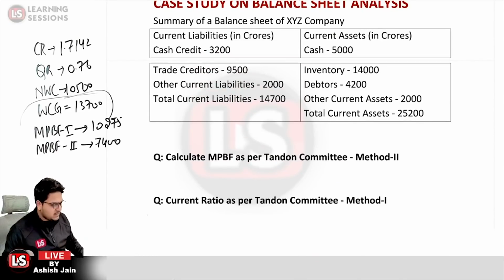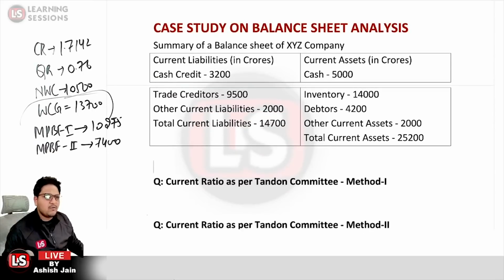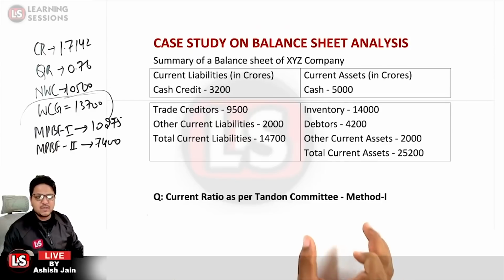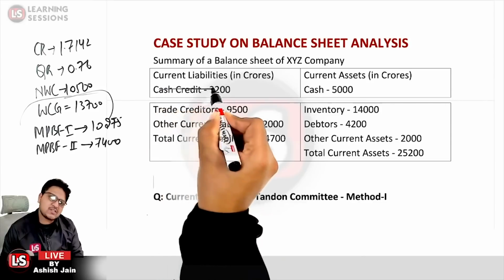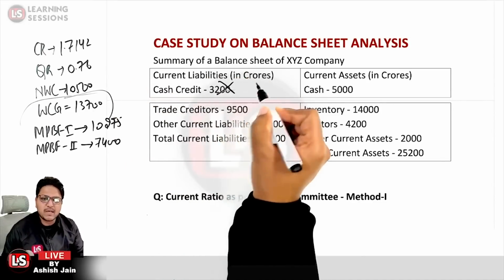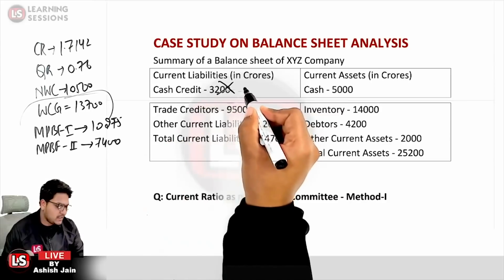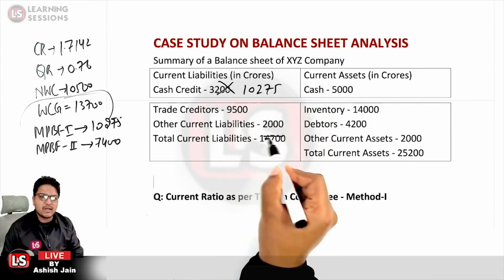Next question over here says the current ratio as per the Tandon Committee method 1. What will be the current ratio as per the Tandon Committee method 1? So if we consider the cash credit component over here is not equal to 3,200, but as per method 1, maximally it was equal to 10,275. So in that case, what will be the amount of the total current liabilities?